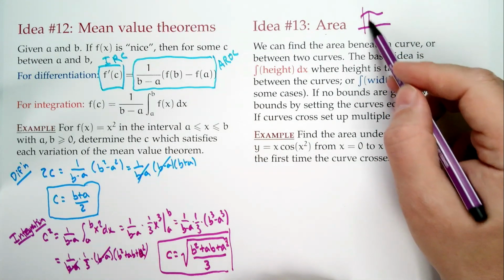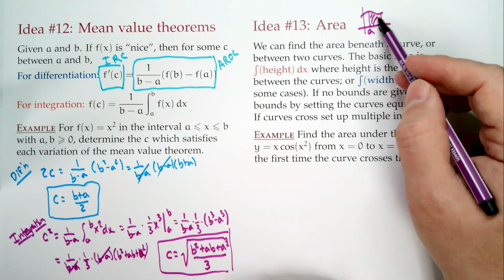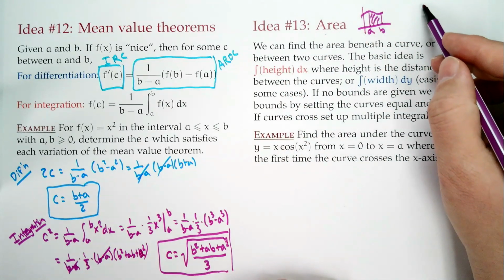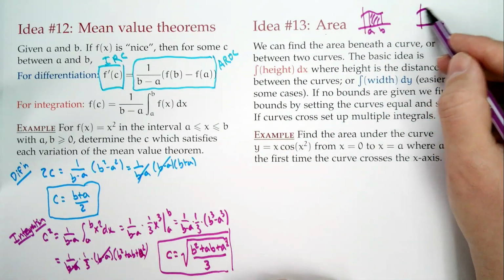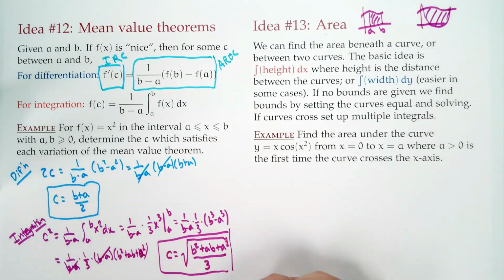I can talk about area below a curve. So here's A and B, and I can say, okay, what's that area? And I can also talk about area between two curves. So when I'm talking about that, I have two curves, and it could be something like that, and I'm saying, okay, I want to find that area. So how do we find it?